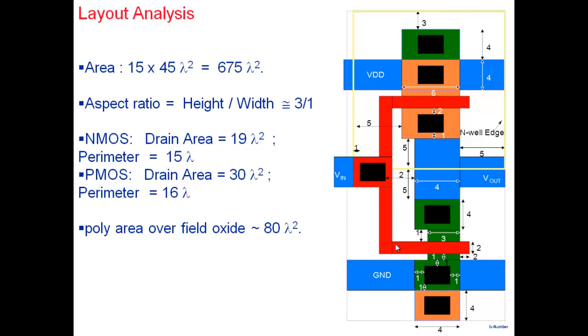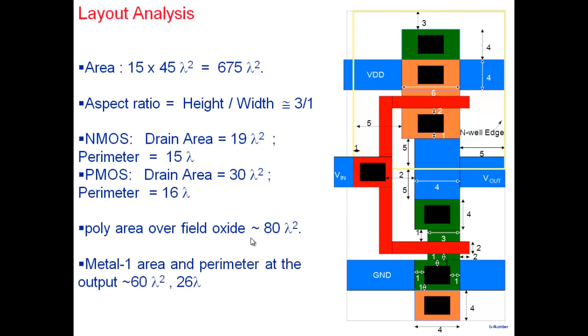So for example, if I'm going to apply my input from here, the input is going to come from here, and there's a little bit of metal here, but for the moment, let's ignore it. So poly is here, all this poly is here, and this poly is here, and all that. So why are we interested in this poly? This poly is running over field oxide. So there's a poly and there's an oxide, and underneath is the substrate and all that. So it adds a capacitance. So we need a length of this particular poly here. So poly over field oxide, we can calculate how much is this area, how much is this area, and all that. All this extra area that you see here is 80 lambda square.